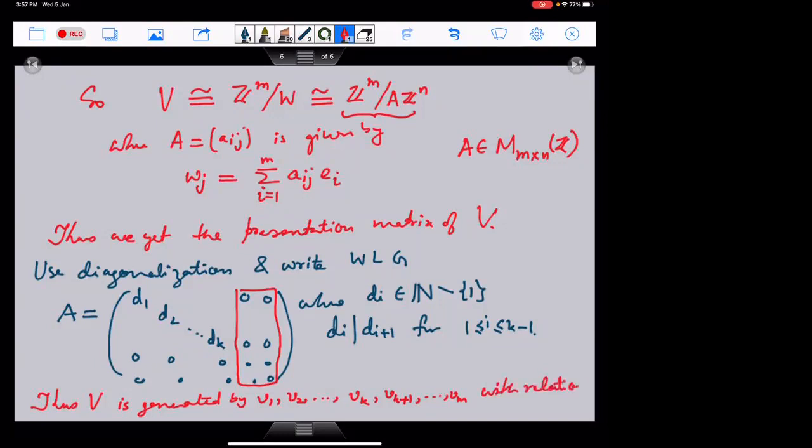Now, how do the relations look? Di Vi equal to 0 for i from 1 to k. So we have a condition from 1 to k. That means d1 v1 equal to 0, d2 v2 equal to 0, like this, dk vk equal to 0. After that, there is no condition, right? So vk plus 1 up to vm do not have to satisfy any condition. They are free.